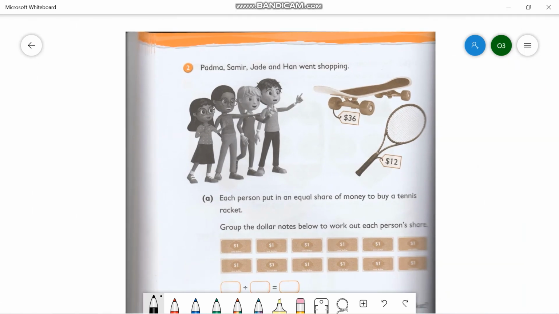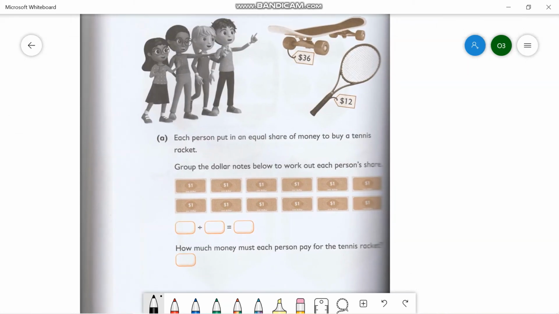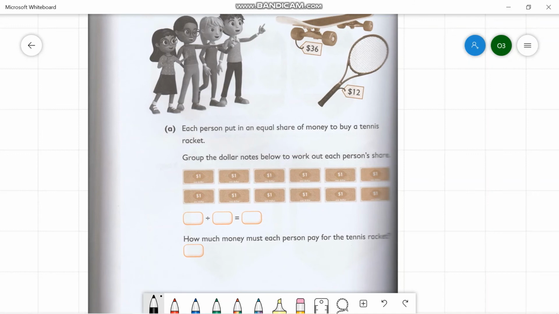Number 2. Padma, Samir, Jade, and Han went shopping. Each person put an equal share of money to buy a tennis racket. Group the dollar notes to work out each person's share. So let's count the amount of money that each of the students give. Let's count first the total. So we have $1, 2, 3, 4, 5, 6, 7, 8, 9, 10, 11, 12.